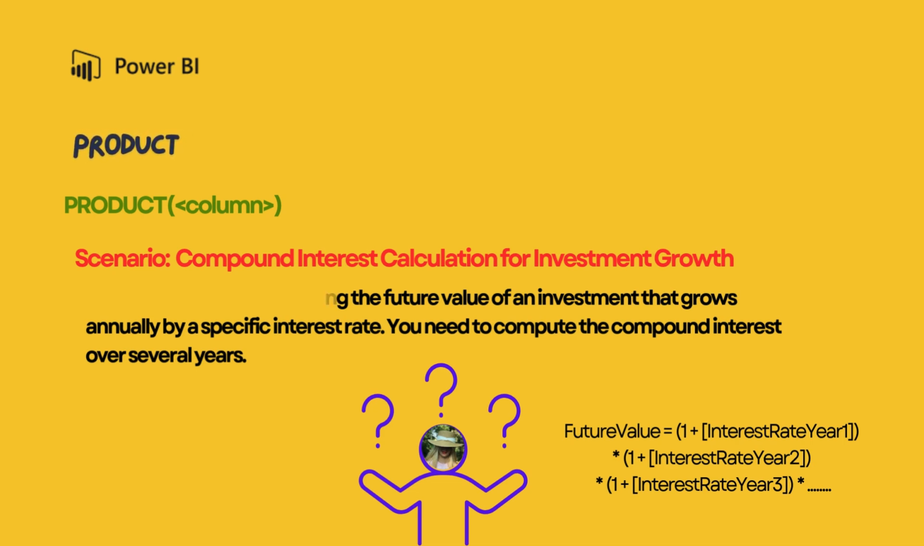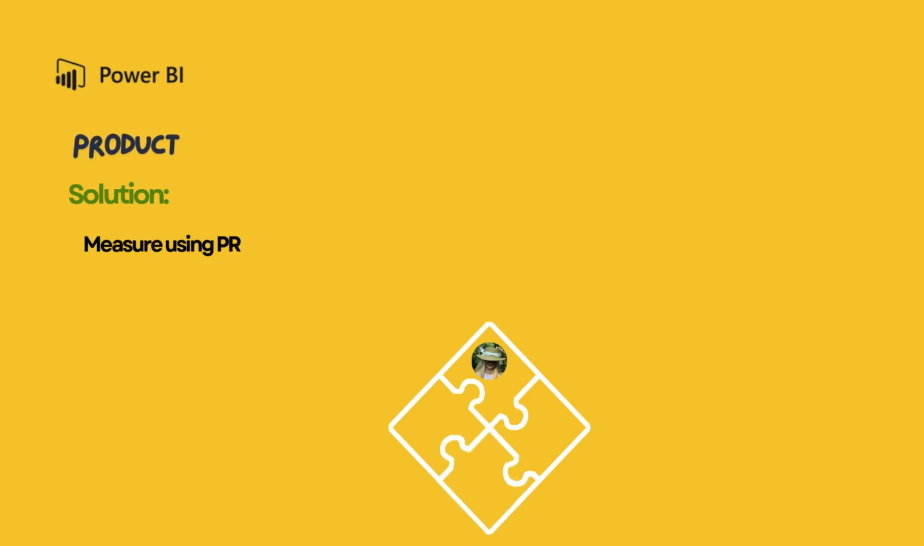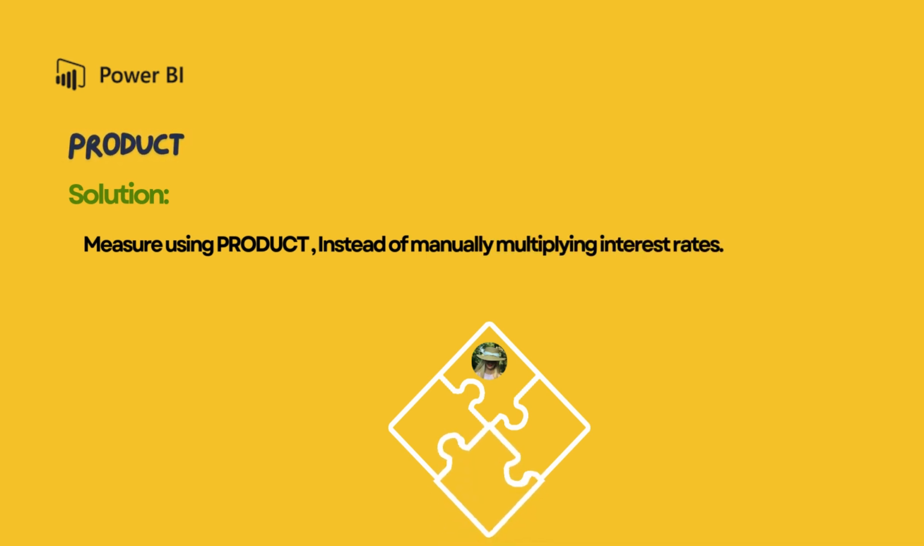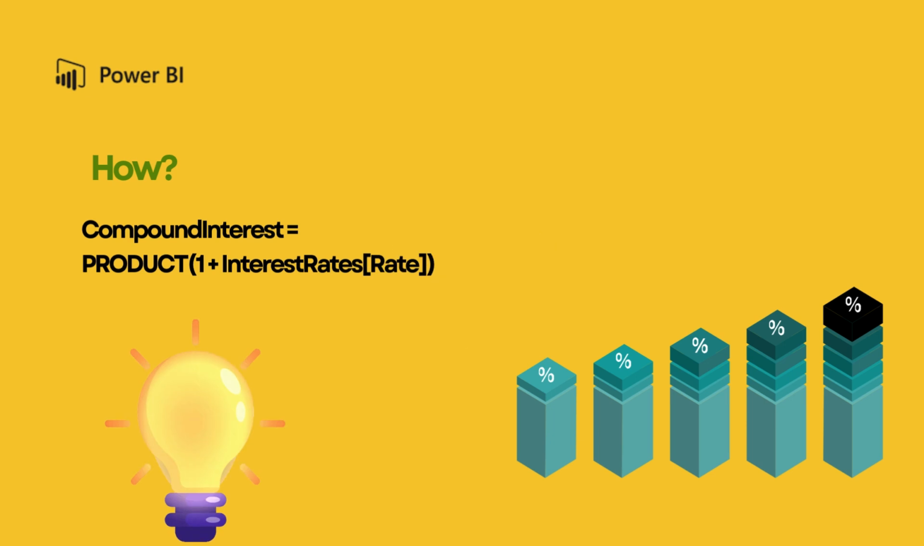What's the solution? By using PRODUCT instead of manually multiplying the interest rates, we have a very easy calculation. Let's look together. By using PRODUCT, this formula multiplies all the interest rates in one go, streamlining the process and making it easy to calculate compound growth across any number of years.